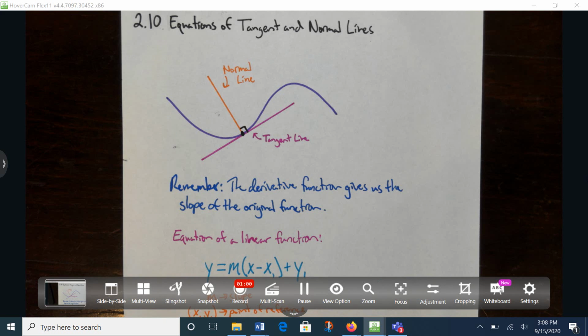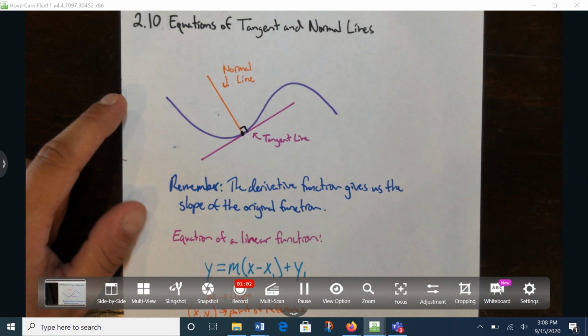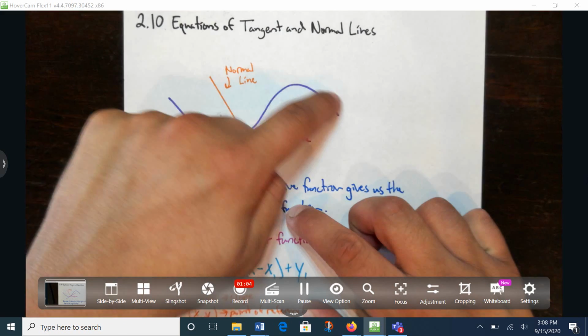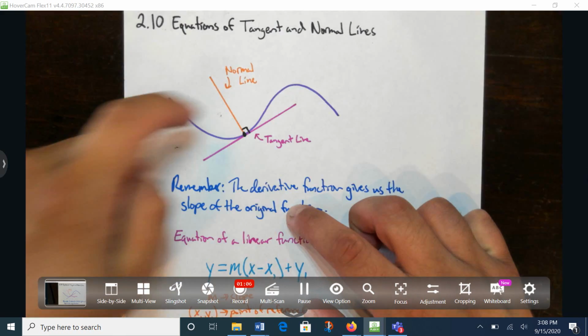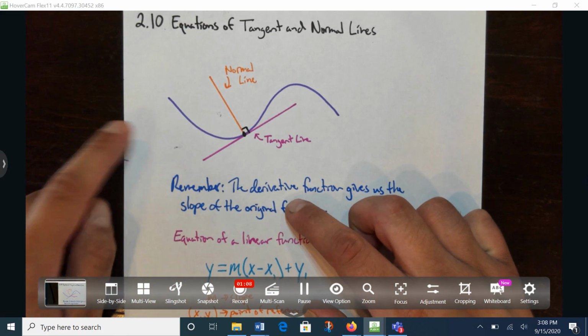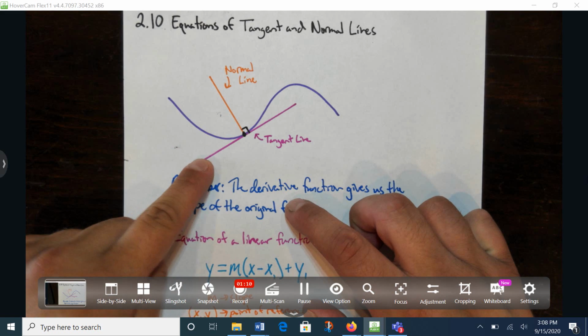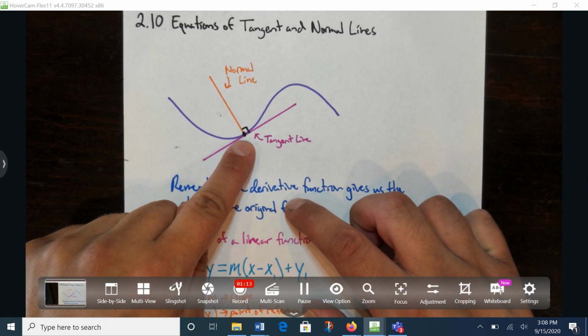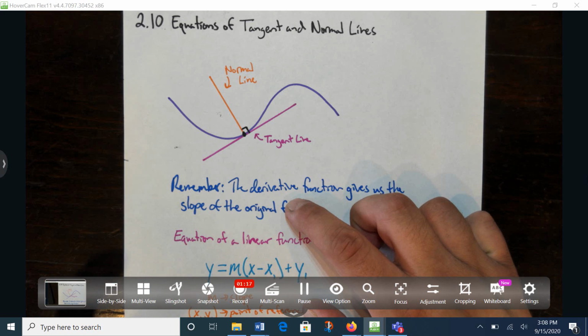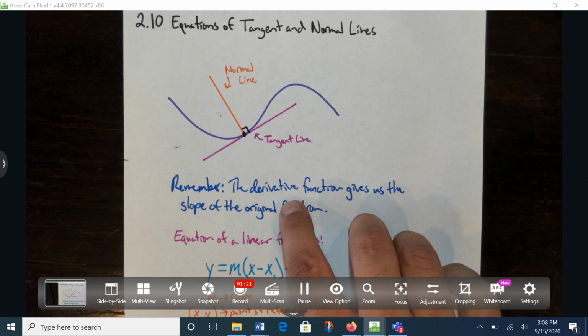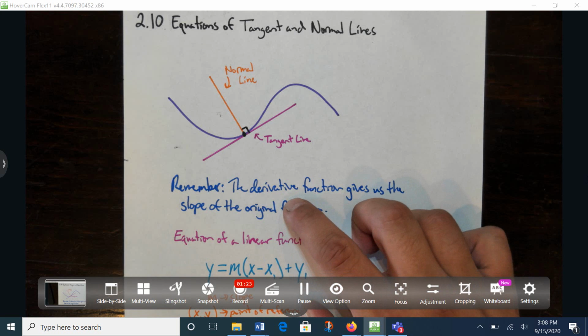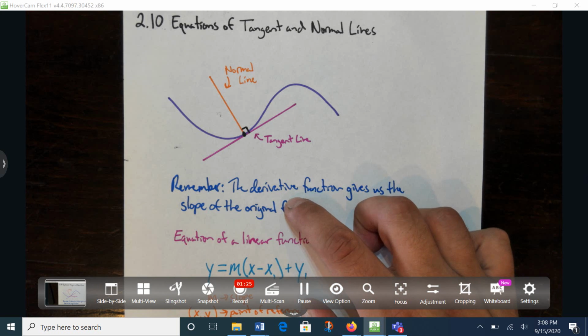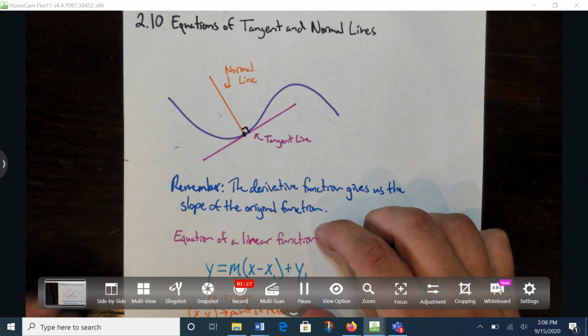So let's recall that we have some curve, and that's this curve in the dark purple. And then we have a tangent line, which just touches the curve at one singular point and shares the same slope, if you will, at that point. And then we have a normal line, which is perpendicular to the tangent line. So we're going to be finding both the normal line and the tangent line.